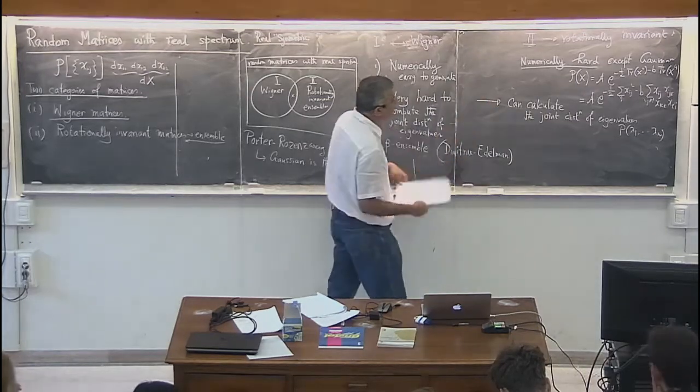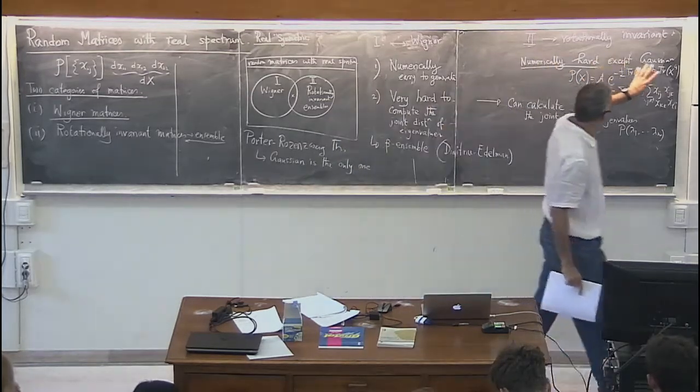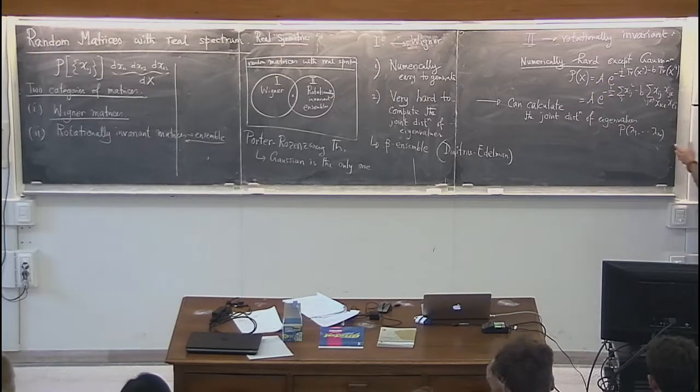but we'll see in the next lecture that for the case of rotational invariant ensemble, it's relatively easy to compute the joint distribution of eigenvalues, and you can do that explicitly because there is a separation between eigenvalues and eigenvectors, which happens because of the rotational invariant property that we'll see in more detail in the next lecture.